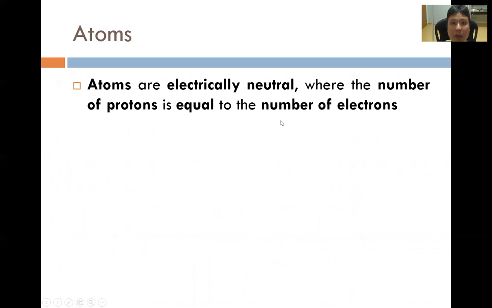So now we'd like to discuss the charge on an atom. Atoms are electrically neutral, where the number of protons is equal to the number of electrons. So if that species is uncharged, whereby it's an atom, then it must be true that the number of protons is equal to the number of electrons.